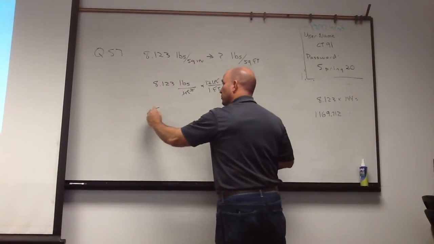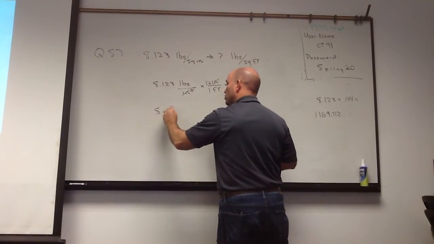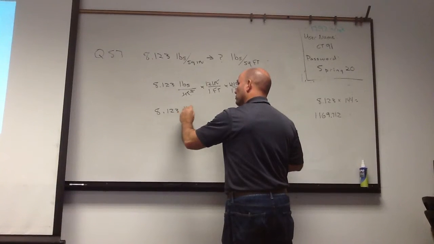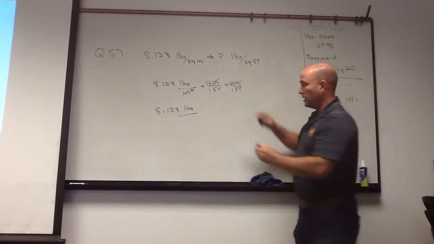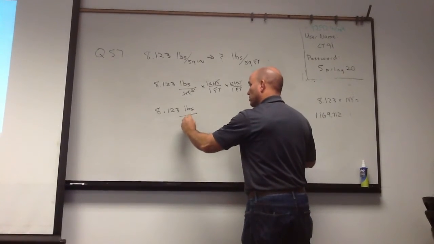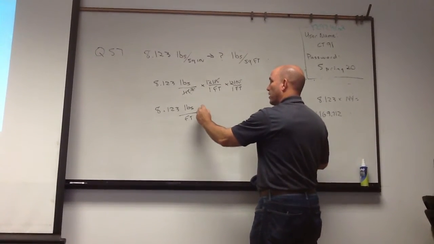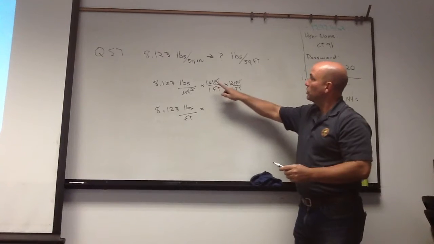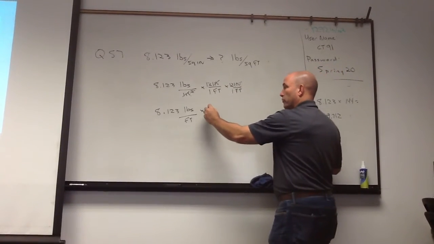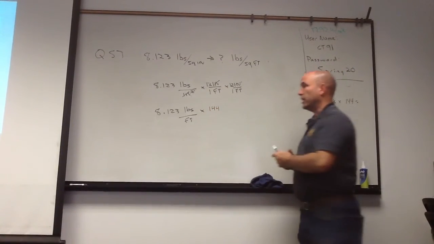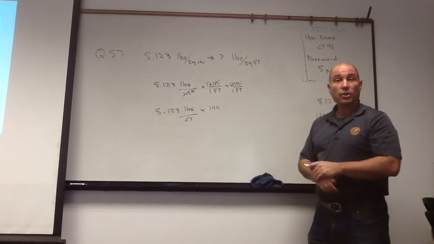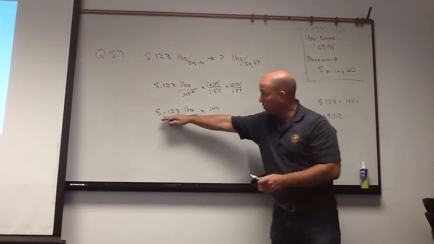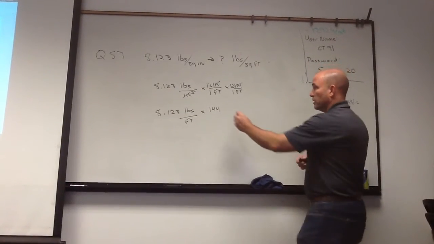And then the foot and the foot are going to get together. And so what do I end up with? I end up with 8.123 pounds per foot times foot is foot squared. Awesome. But what else do we have? We have times 12 times 12, which is 144. And if you remember, again, that there's 144 square inches in a square foot, that's how we got there. Okay. Now we would just multiply those two numbers together.